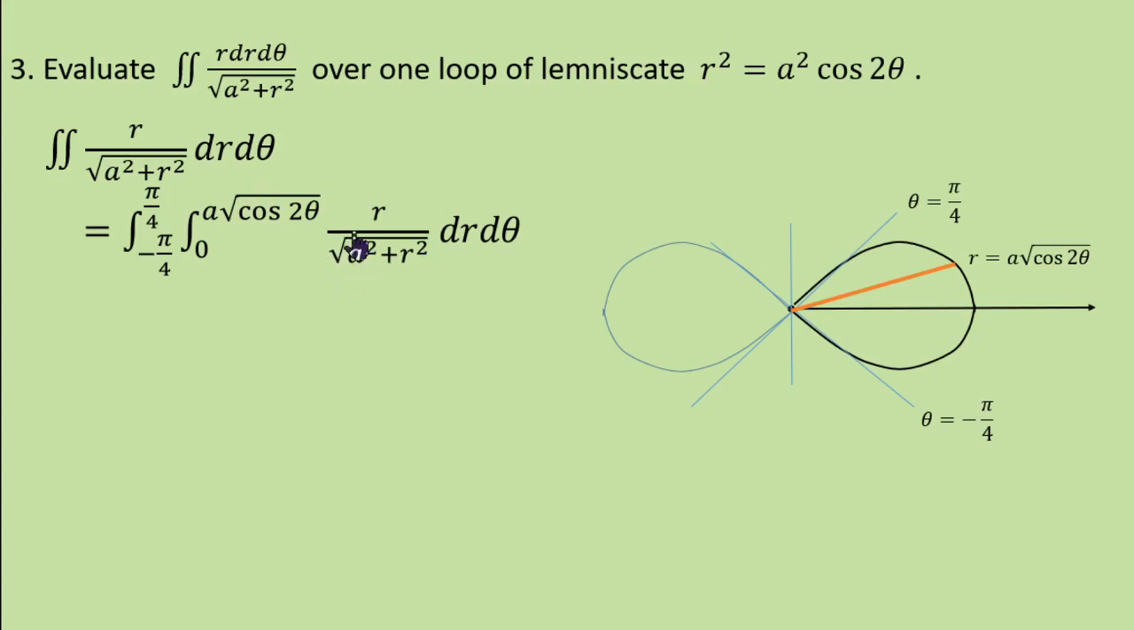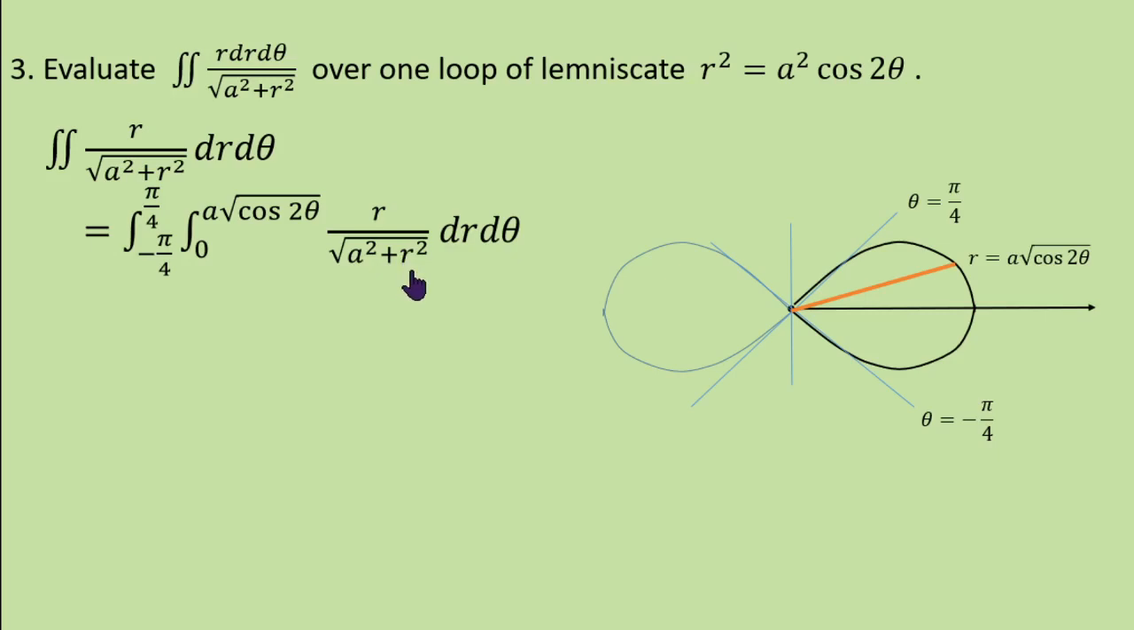r by root a square plus r square dr d theta. Concentrate on this. You are integrating r by root a square plus r square with respect to r. Now, the derivative of root a square plus r square is 1 by 2 root a square plus r square into 2r. Cancel 2. That is r by root a square plus r square. Therefore, its integral is root a square plus r square.